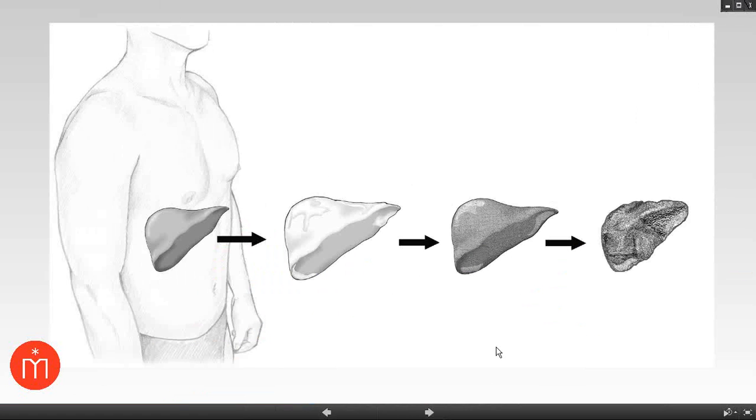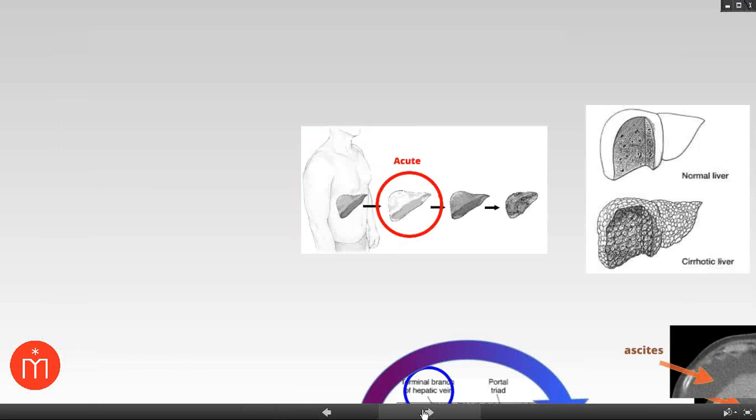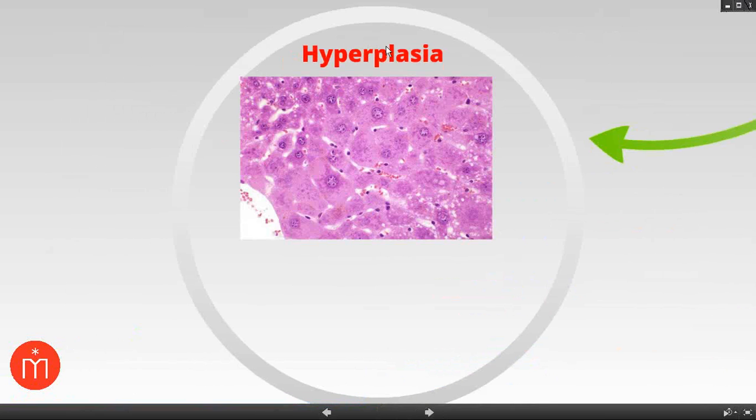Okay, so now that we reviewed chronic, let's talk about acute damage, because that is what we think is going on in our case. What we're going to do here is look at each of the answer choices and try to understand what the answer choices are talking about. The first answer choice for what might be going on in our acute hepatitis is hyperplasia.